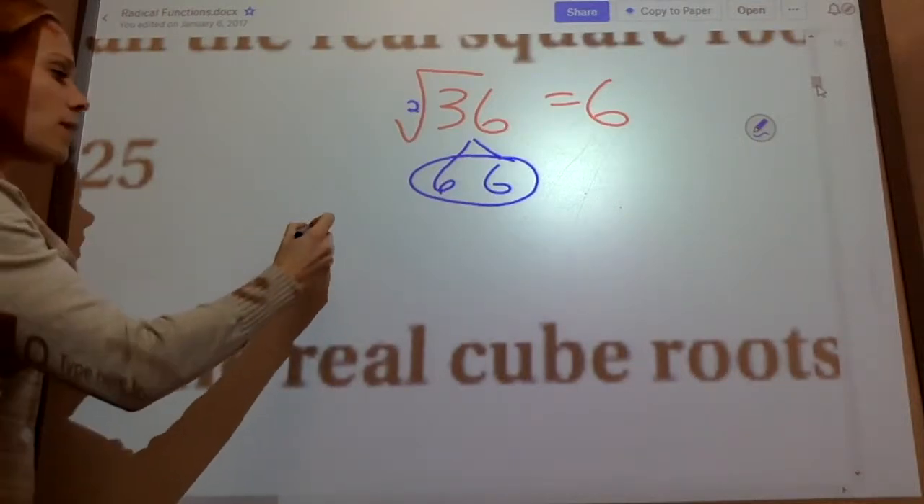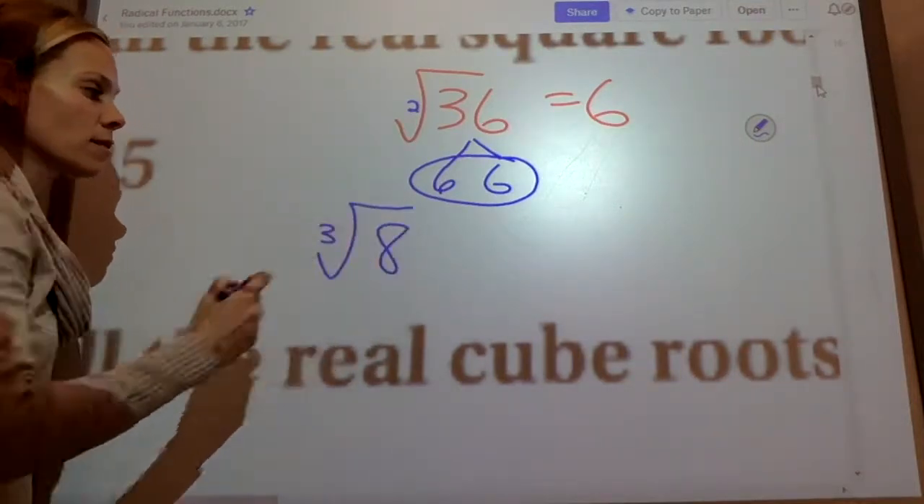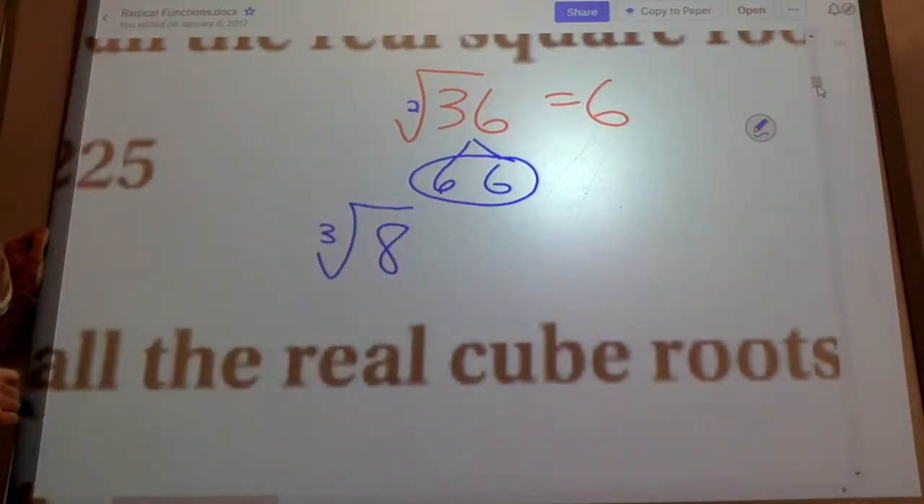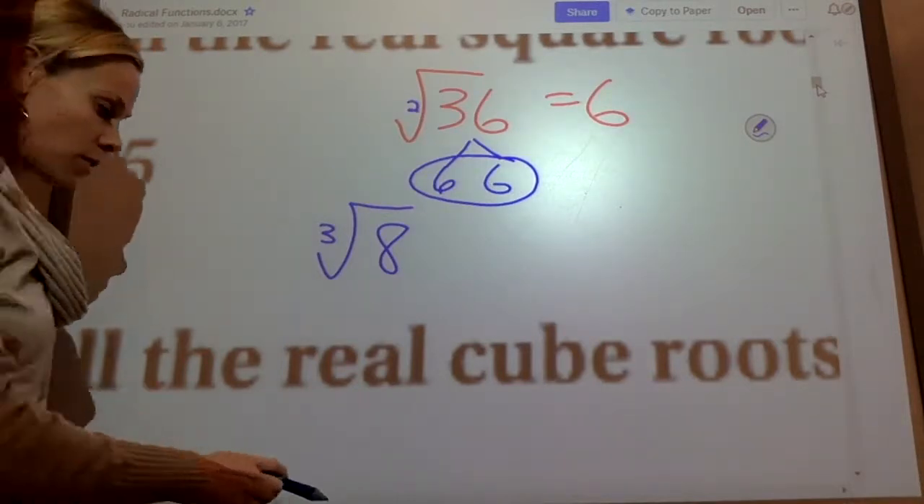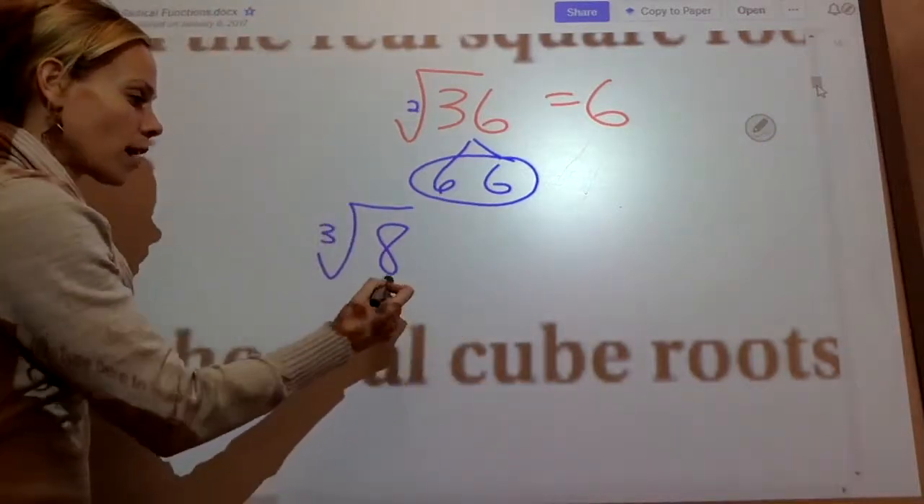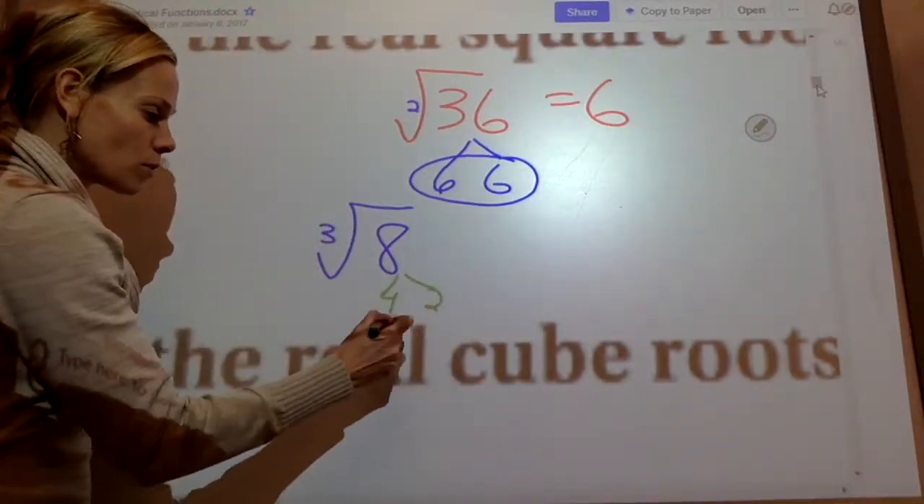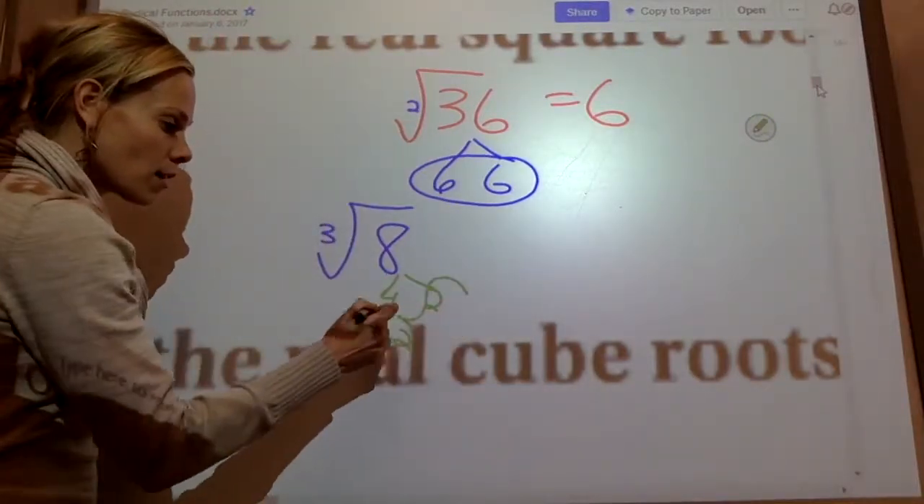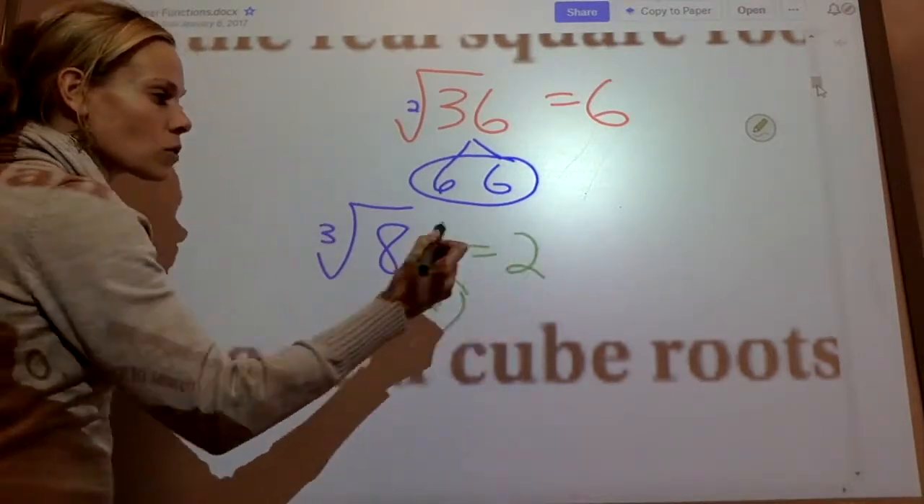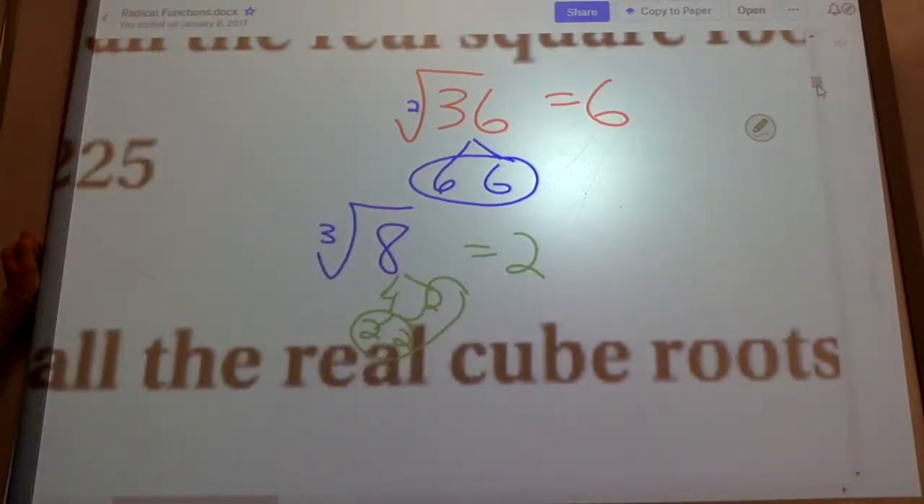When I have a cubed root, what do you think is going to have to happen? I need 3 of something to take 1 out. Very good. And I can break down an 8, 4 and 2, and 4 is 2 and 2, and there's 3 2's I can take 1 out. So a cube root of 8 would be 2.